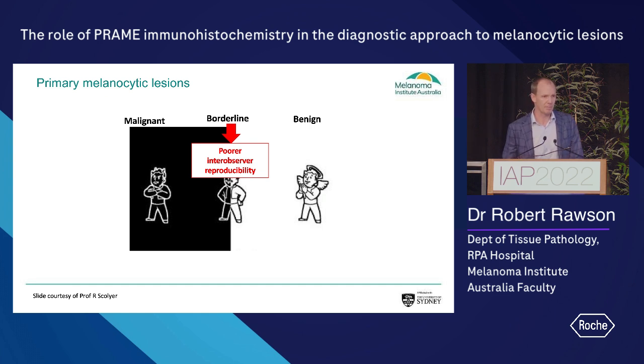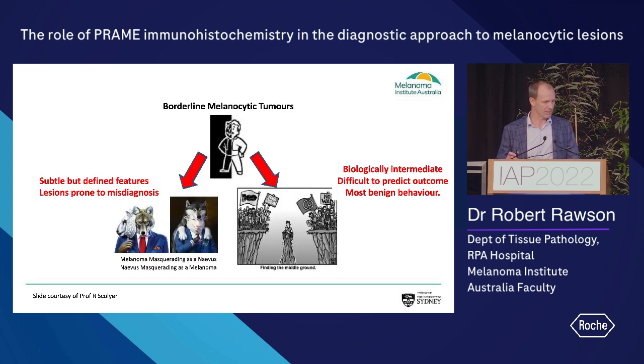However, there is this group in the middle which does form a smaller but significant and important group of patients, which are borderline lesions where we have a difficulty in making a diagnosis. And in that group, it's really quite poor inter-observer reproducibility. But I think this slide illustrates the types of lesions that you see in this group.